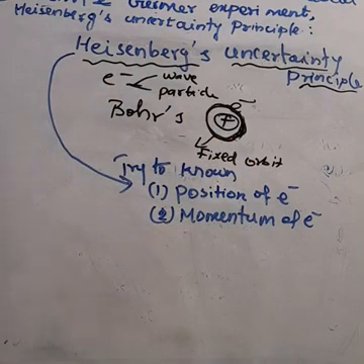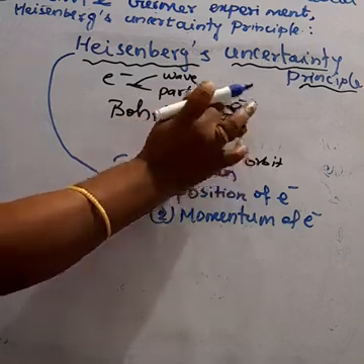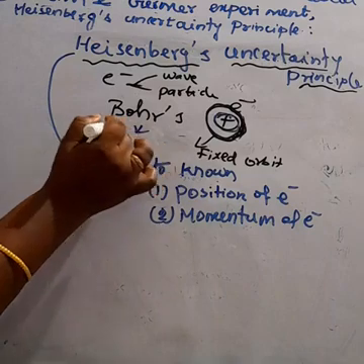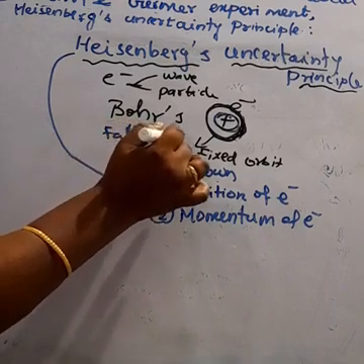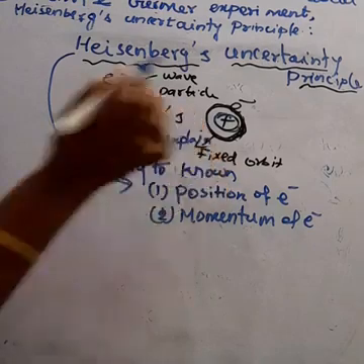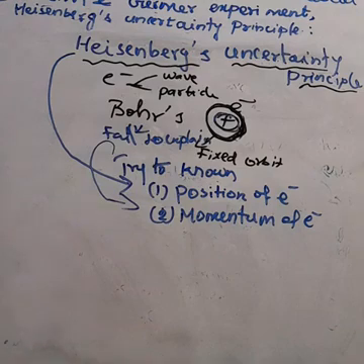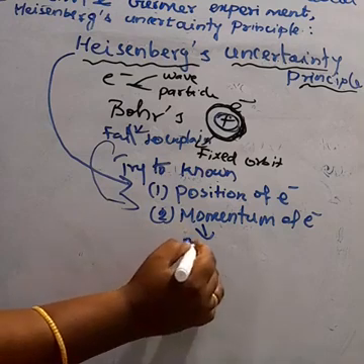Bohr already suggested that the nucleus is present at the center of the atom and the electrons revolve around the nucleus. But he failed to explain which position the electron revolves in around the nucleus and at which speed, which momentum. What do you mean by momentum? Momentum means mass and velocity.